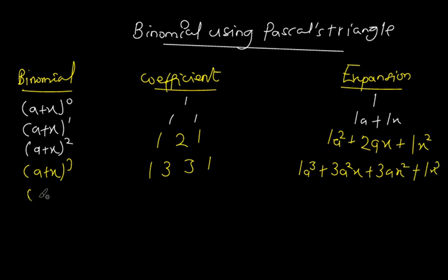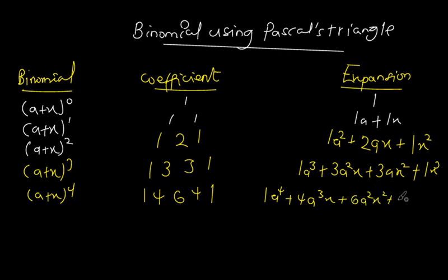Okay, so if we have a plus x raised to the power 4, it will continue with the same trend. So we will have 1, then 1 plus 3 will give us 4, 3 plus 3 will give us 6, 3 plus 1 will give us 4, and then we repeat the 1. So the expansion will be getting there over here. You can see the pattern that it is following. So a power 4 plus 4, the 4 over here, a power 3, then we have the x plus 6 a square x square plus 4 a x cube, then plus 1 x power 4.